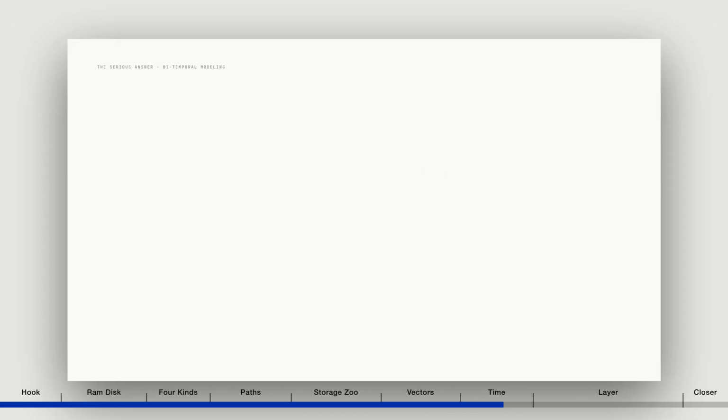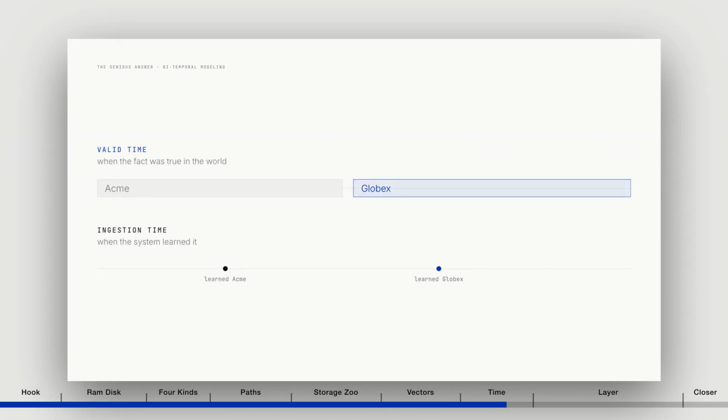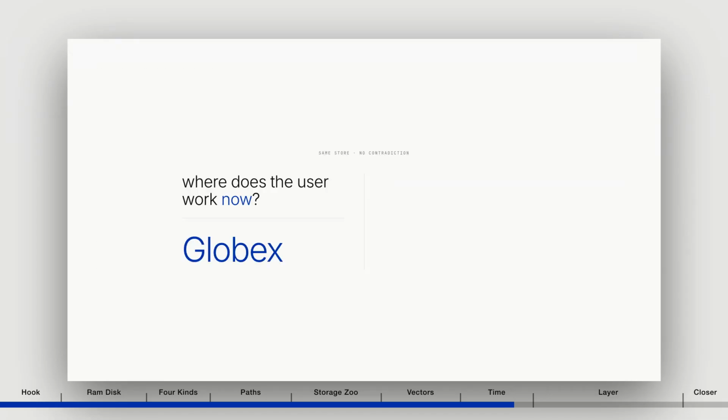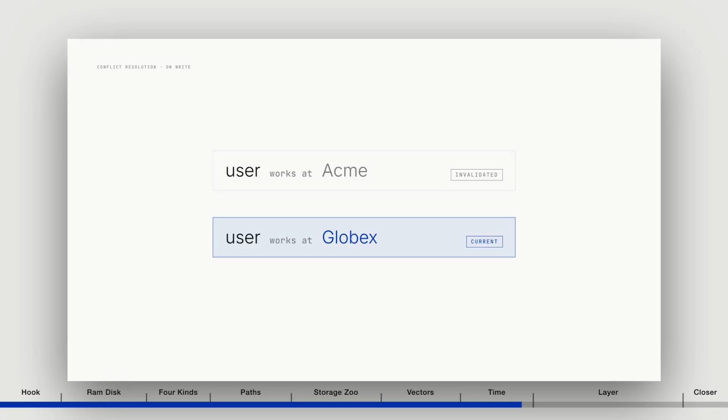The serious answer is bi-temporal modeling. Track when a fact was true in the world. Separately from when the system learned it. Now the agent can answer where does the user work now, and where did they work in March, without contradicting itself. Conflict resolution on write. Detecting that a new fact supersedes an old one, and invalidating the old edge. That's what separates a memory system from a pile of embeddings.